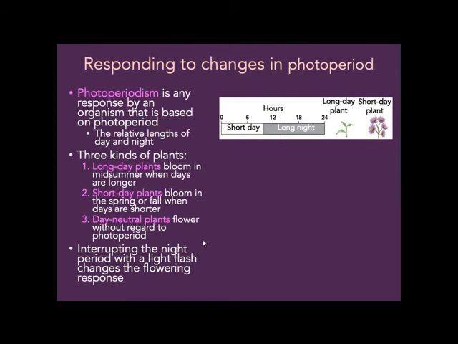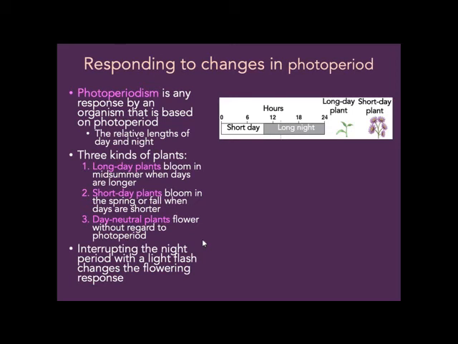Let's see, so plants also will change their growth patterns in response to photoperiod. So photoperiodism is any response by an organism that is based on the photoperiod, meaning how long day is versus night. So obviously, in most parts of the world, days are long in the summer and short in the winter. And plants use that as a cue to decide when to grow and when not to grow.